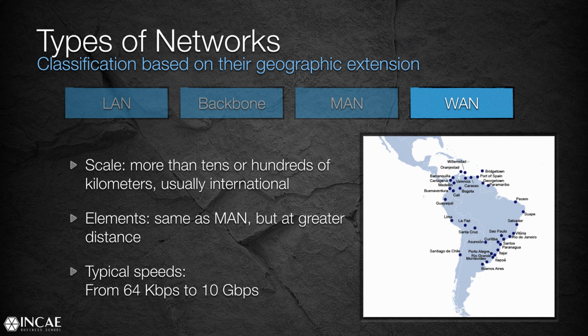So once again, the concepts are actually very similar to those of a metropolitan area network, particularly in the sense that we will quite likely be leasing our own links unless we have our own private satellite-based network. And the speeds of this network are again going to range between 64 kilobits and 10 gigabits per second.